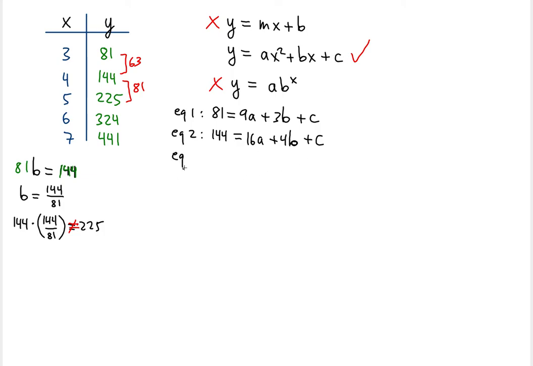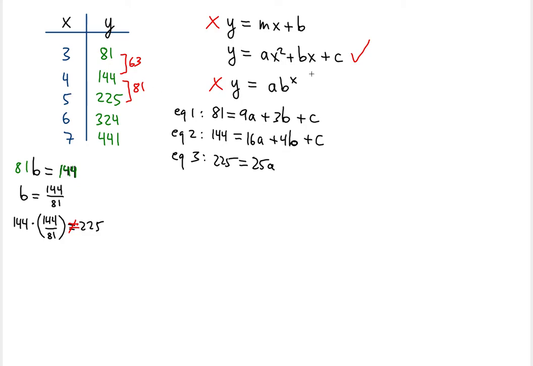Now the final equation is 3. Now why do we need 3 equations? We need 3 equations because we have 3 unknowns, a, b, and c. There's no way you will find 3 unknowns with only 2 equations. You need exactly 3 equations for that. So equation 3 will be using this pair. So 225 is the y value, is equal to 5 as the x being squared, so 25a.